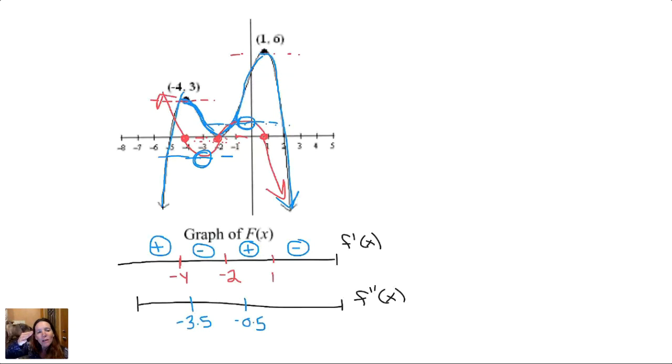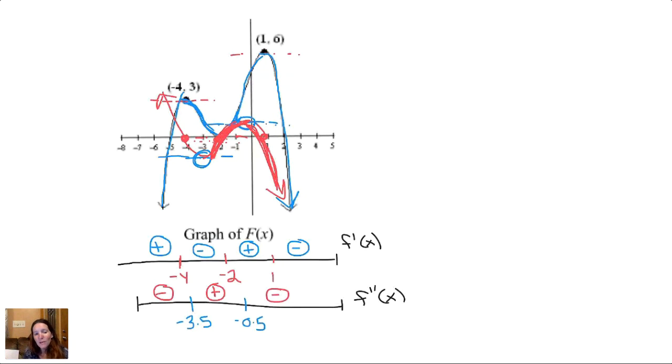So then before negative 3.5, my first derivative is decreasing, right? So my first derivative is decreasing, which means my second derivative would be negative. Between negative 3.5 and negative 0.5, my first derivative is increasing. So my second derivative is positive. And then from negative 0.5 on, my first derivative is decreasing again. So my second derivative is negative.